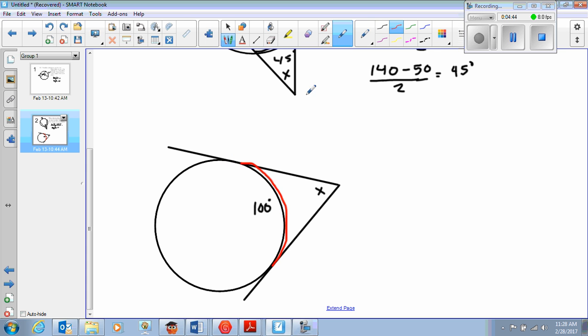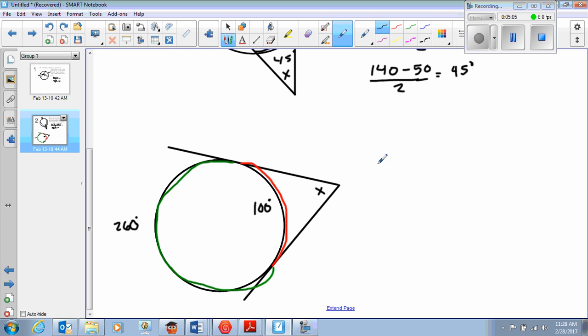But we could actually figure out what the other arc is going to be, because if we know what 100 is, the other arc is actually the rest of the circle. We know that circles add up to 360. So if this is 100, then this arc would have had to have been 260 to make the whole circle equal to 360 degrees when it comes to our arc angles.